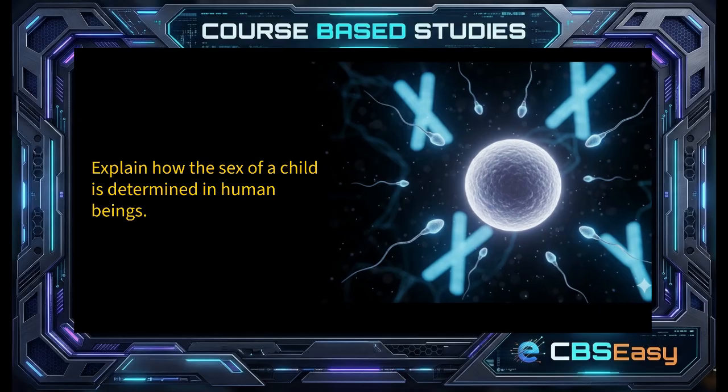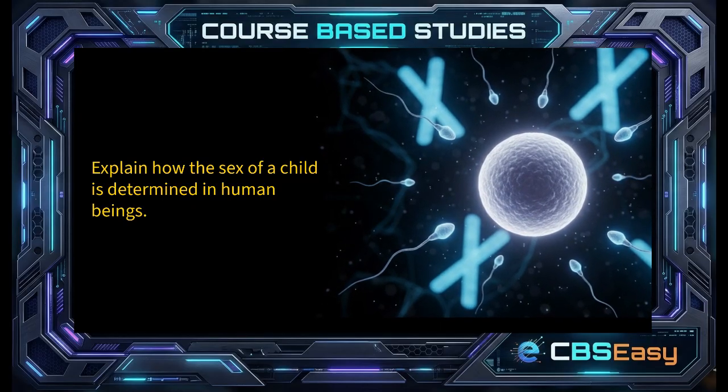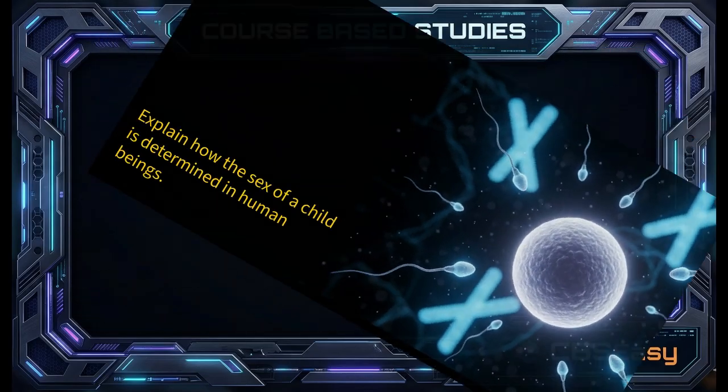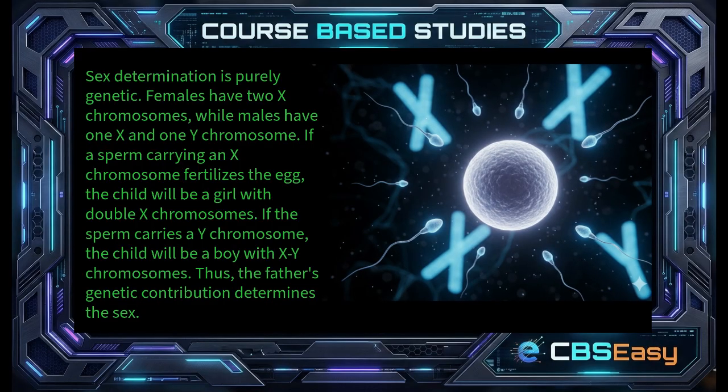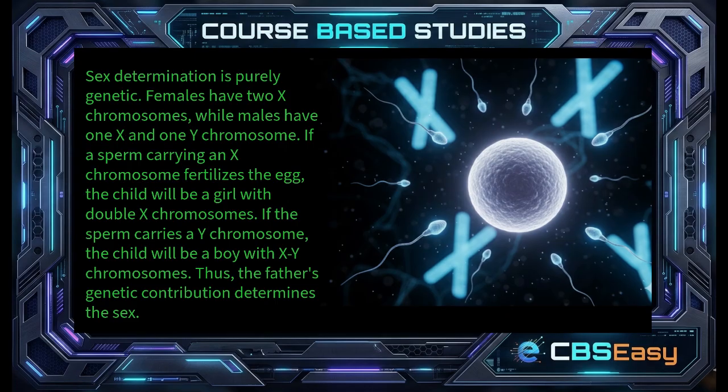Question 30. Explain how the sex of a child is determined in human beings. Answer. Sex determination is purely genetic. Females have 2 X chromosomes, while males have 1 X and 1 Y chromosome.